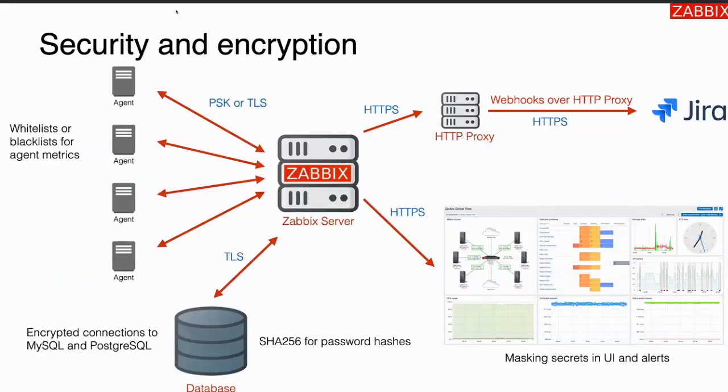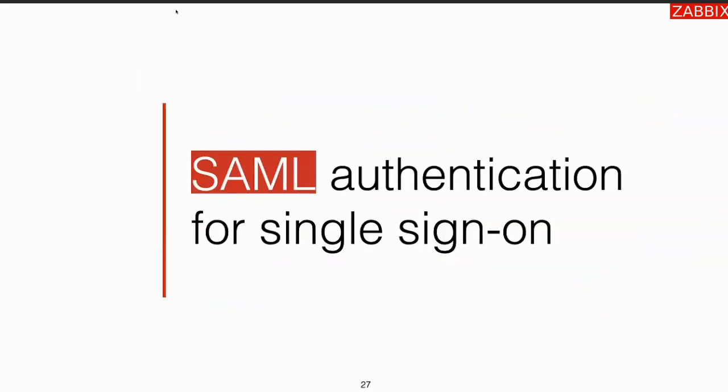So if you look at Zabbix, Zabbix uses secure communications everywhere: HTTPS or PSK or TLS-based communications between Zabbix server and all various components of Zabbix. We may use HTTP proxy to communicate with external systems. Obviously, UI communicates using HTTPS. There's encrypted connection to the database, and now we may use a whitelist and blacklist for agent metrics. So I believe that security of Zabbix has been improved very much in 5.0.